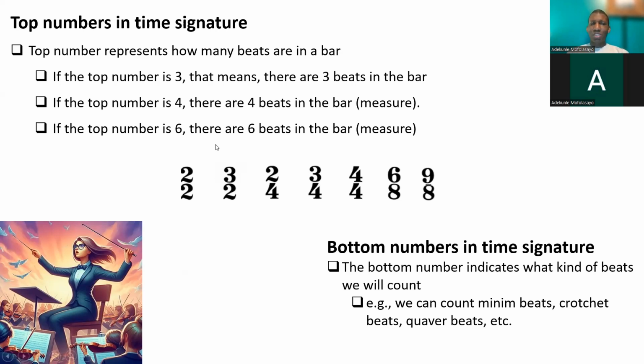So if the top number is 3, that means we have 3 beats in the bar. Those beats can be different, can have different values. It could be minim beats, it could be crotchet beats, it could be quaver beats. So if the top number is 4, that means we have 4 beats in the bar or measure. If the top number is 6, that means we have 6 beats in the bar.